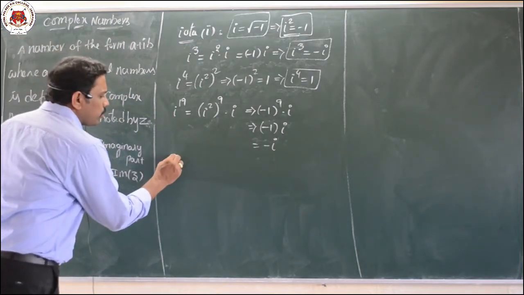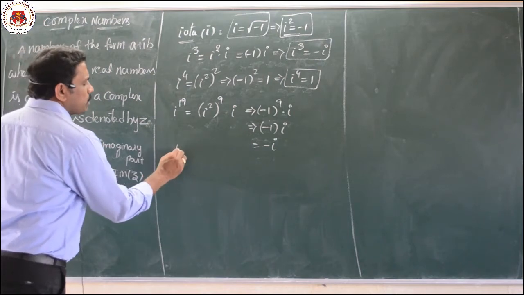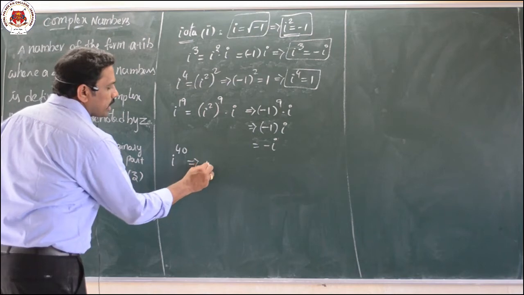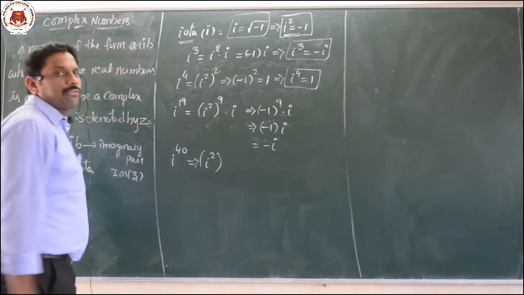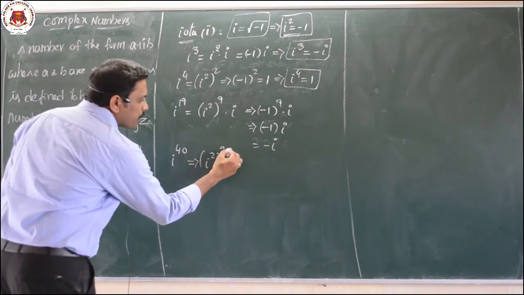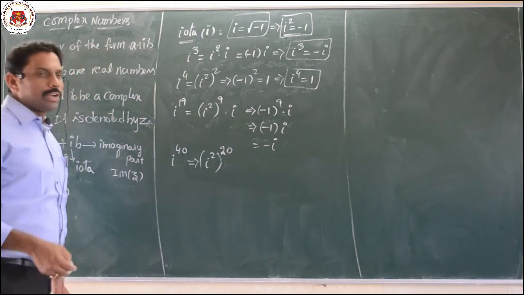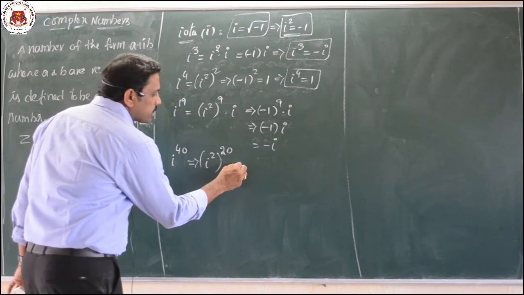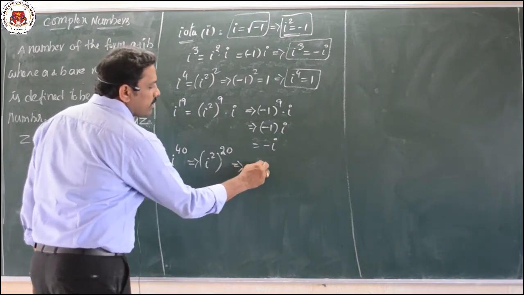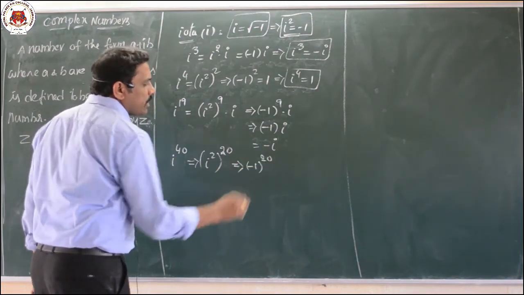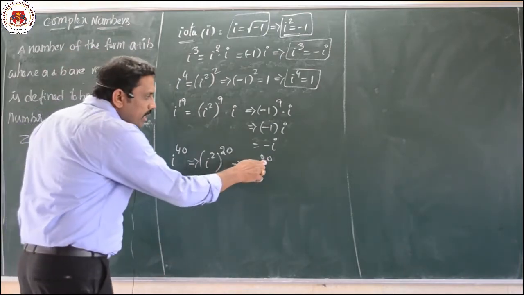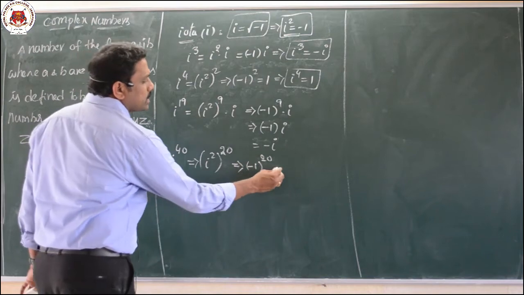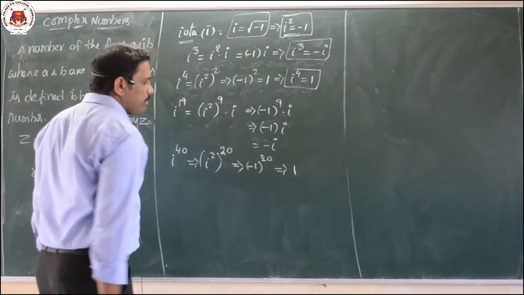Now we'll take one more example. i to the power of, suppose 40, we can take 40. Then how to write this? Whatever the value, convert it in terms of i square. So 2 is there, we can write i square whole power 20, because 2 20s are 40. Now we know the i square value. What is the value? Minus 1, which is having whole power 20. So the power is even. If it is an even power, then negative is converted to positive. So what is the answer? Plus 1.